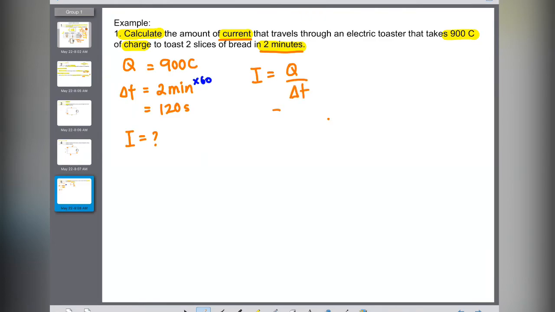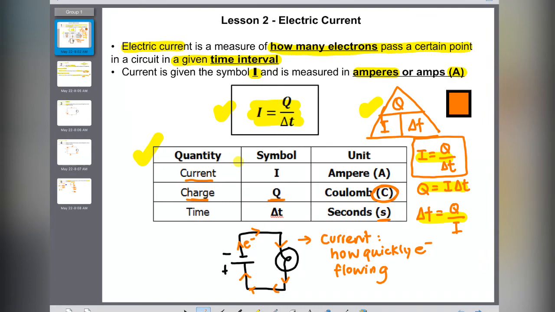Okay, now that I've got my given, when I see Q, I'm going to write 900 coulombs. And then time is 120 seconds. Make sure it's in the proper unit. So take your 900 divided by 120. So you get 780. If you don't know what unit, do you see how handy it is if you have this chart?